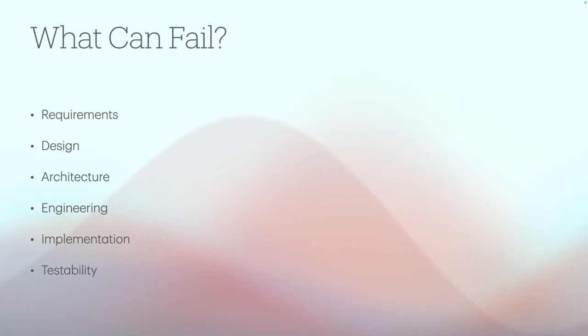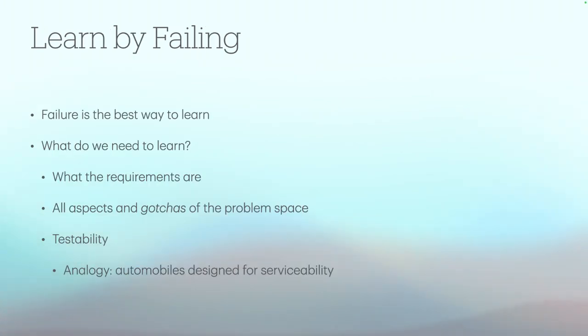What can fail in a software project? Virtually everything: requirements, design, architecture, engineering, implementation, and testability. We need strategies to address potential failure at each of these levels. Learning by failing is powerful. What do we need to learn? We need to understand what the requirements truly are, explore all aspects and gotchas of the problem space, and ensure testability. Think of this like designing automobiles for serviceability. We know maintenance will be needed, so we design for it.